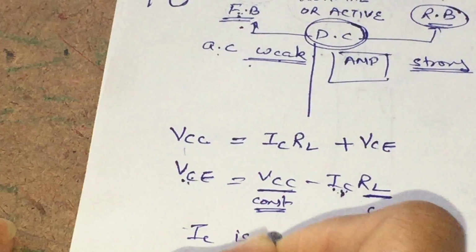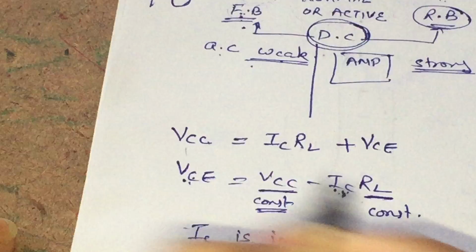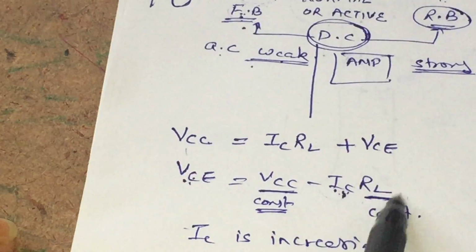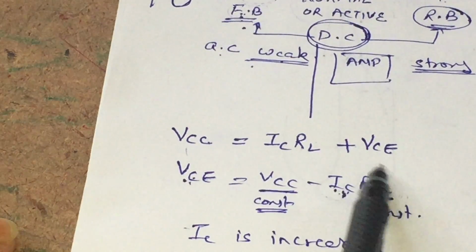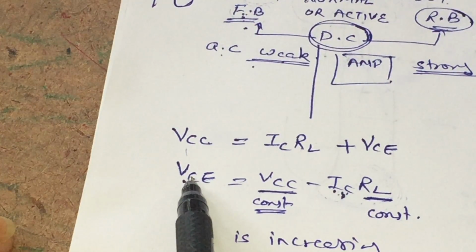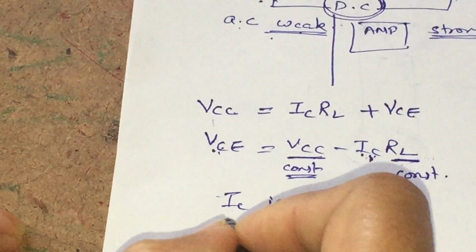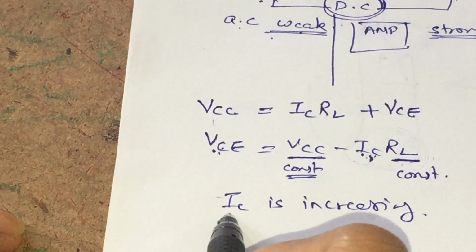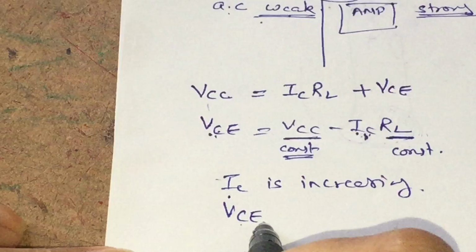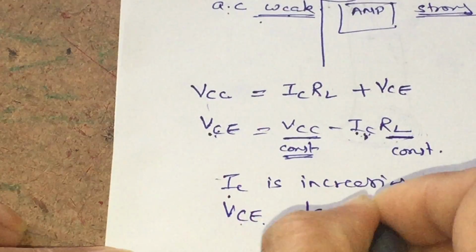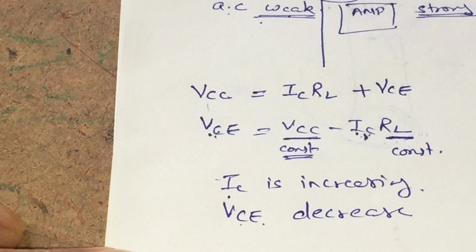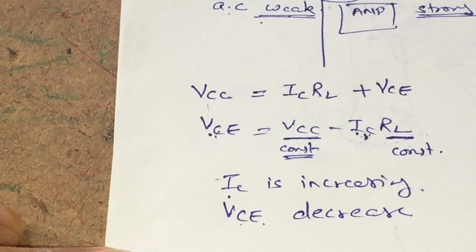IC is increasing in the above equation where RL is constant and VCC is constant, it means this whole factor is going to increase, and if this whole factor is increasing, it will decrease the voltage across the collector and emitter region. It means when there is an increase in the collector current, the collector emitter terminal voltage is going to decrease. Decrease means that it is less positive, or you can say more negative.